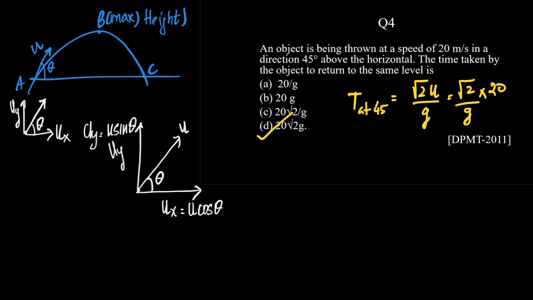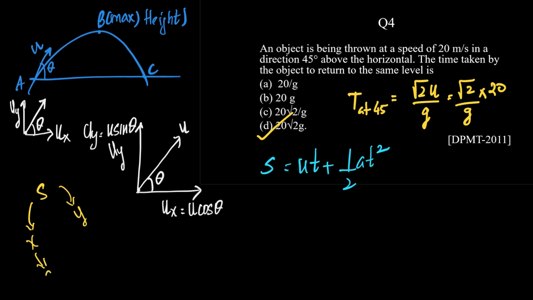Now, what we need to understand is, we're going to apply the equation of motion here, which is s is equal to ut plus half at square. When we use s is equal to ut plus half at square, this s can be divided into two different components. One is along the x component and the other is along the y component, so s would be written as sx and sy.